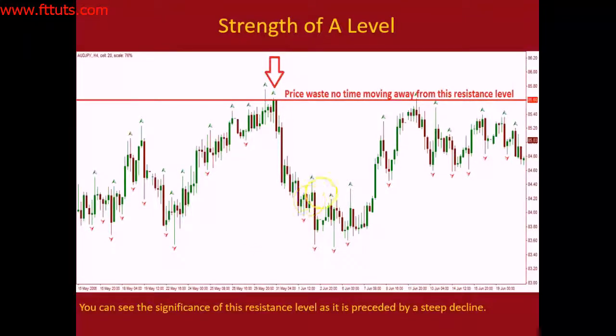Here again you can see price wastes no time moving away from this resistance level. At this point there was so much supply that the market just dropped so hard. There was way more selling pressure than buying pressure here, way more selling orders to be absorbed than there were buying orders, and the market just dropped to the downside.